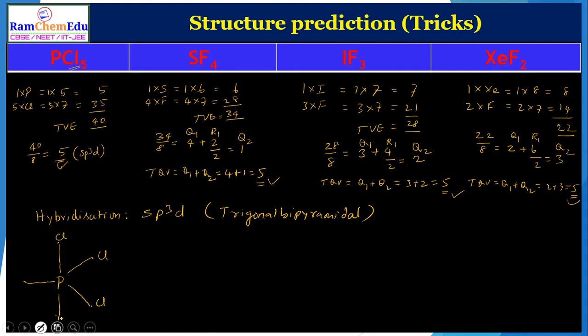Now you can fix the atoms. Since we have 5 chlorine atoms, I can fix the points like this, and I can draw a structure like this. So the structure will be the same as that of the trigonal bipyramid. For PCl5, both structure and geometry are the same. Right? Now we come to SF4.